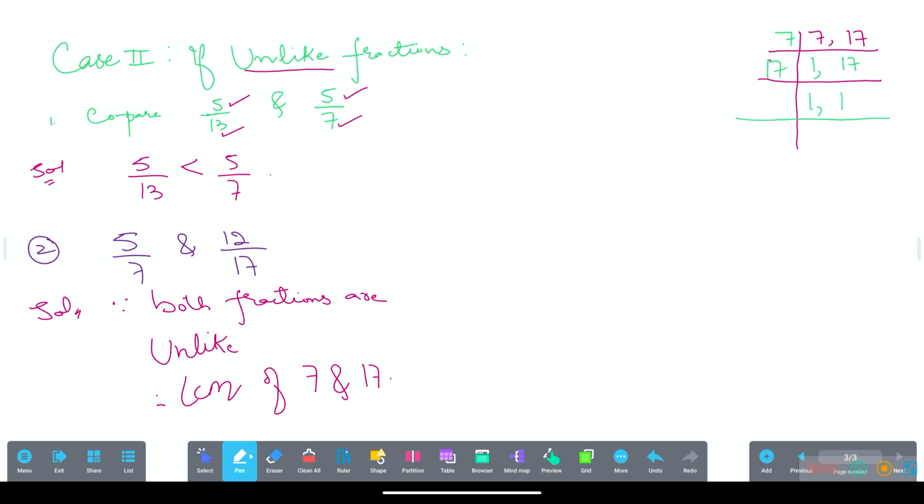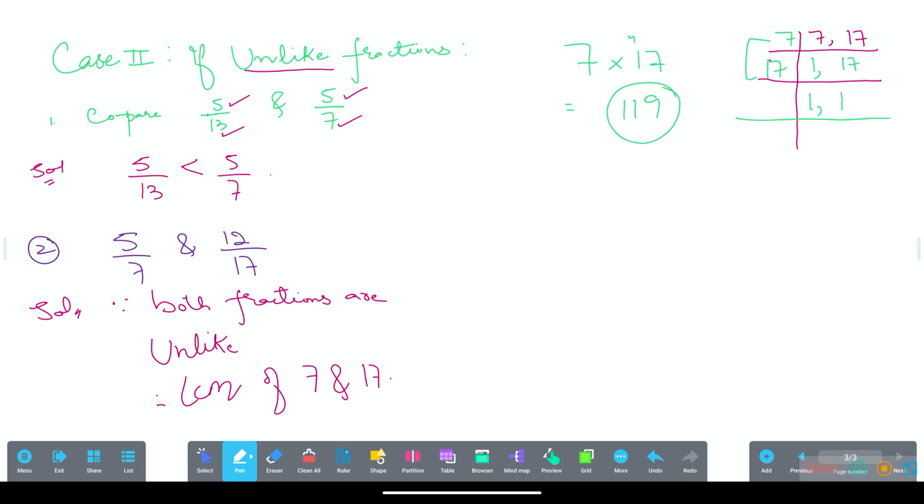Now the LCM of 7 and 17 will be the product of these prime numbers, that is 7 into 17. What is that? You have to multiply 7 with the first 7, the ones place digit. Usually most of us multiply 7 with 1, but that's wrong. You have to multiply 7 with 7. 7 times 7 is 49, 9, and 4 gets carried to the next place. Tens place, 7 times 1 is 7, plus 4 is 11. So 119 is the LCM of 7 and 17.